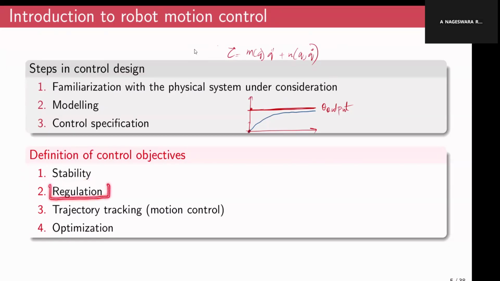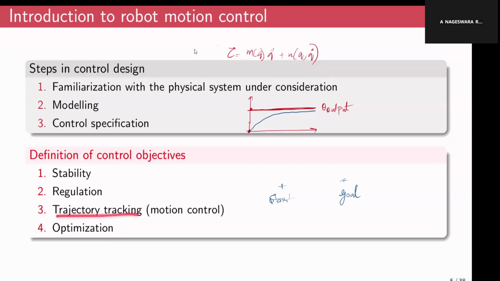And the second step is basically regulation, where we have a start position of the robot end effector and we have a goal position. So depending upon your control output, the manipulator should move from the start position to the goal position, which is basically what regulation says, in a very controlled, stable manner.